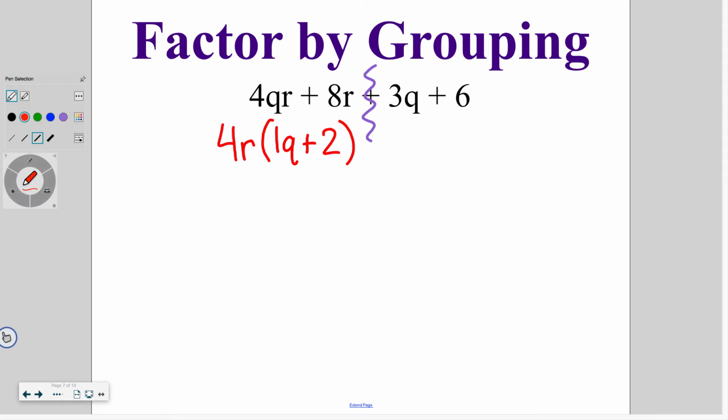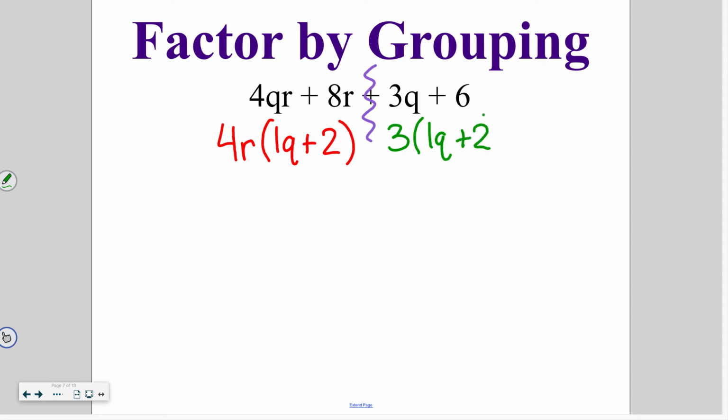Then I'm going to move on to my second pair. I've got 3Q and 6. The biggest number I can pull out is 3. And I can't pull out a variable because the second term doesn't have a variable. So when I have 3 divided by 3, I've got 1, and that Q is left over. 6 divided by 3 is 2.